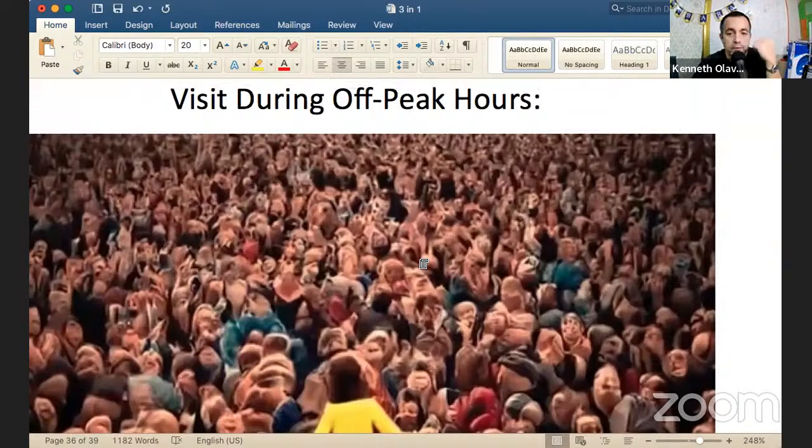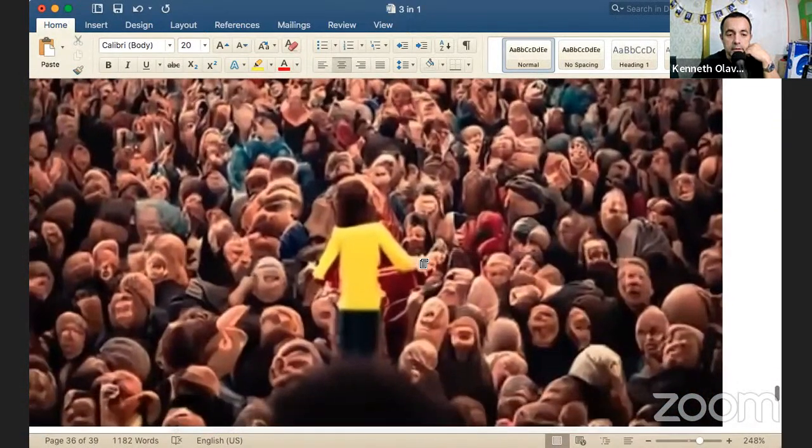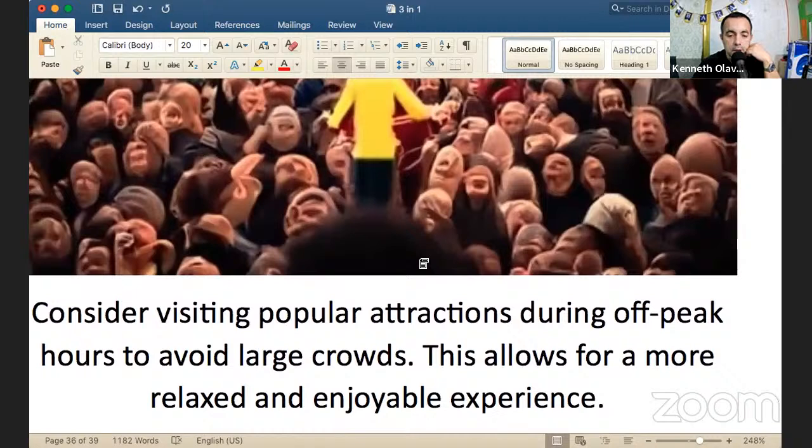Visiting during off-peak hours. Consider visiting popular attractions during off-peak hours to avoid large crowds. This allows for a more relaxed and enjoyable experience.